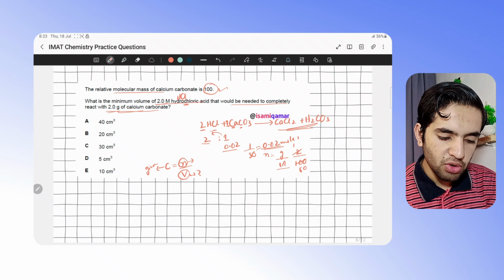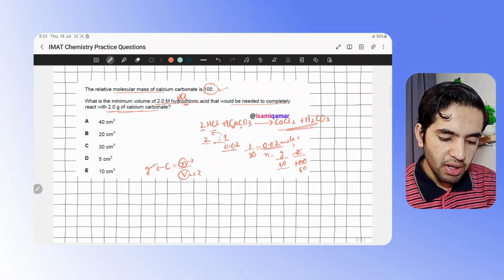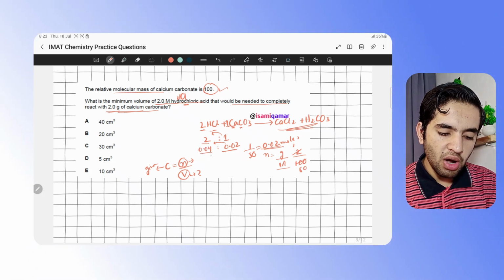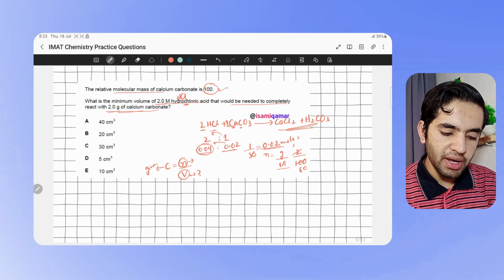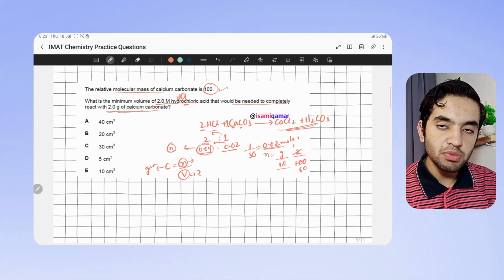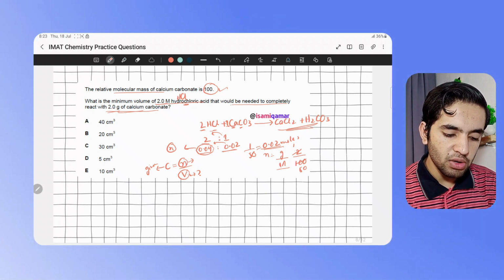If 1 mole was reacting with 2 moles of HCl, it means that 0.02 moles will be reacting with double of it. So it will be 0.04 moles. Now we have got the moles for hydrochloric acid. Now use these moles in this formula and calculate the volume.